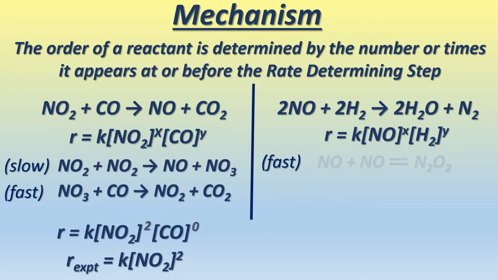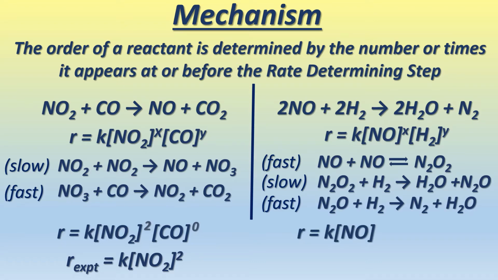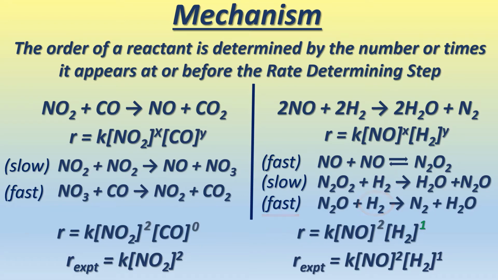The second reaction had a three-step mechanism. A fast step where NO and NO made an intermediate N2O2, a slow step where the intermediate reacted with hydrogen to give you water and N2O, and another fast step where the unstable N2O gave you hydrogen, nitrogen, and another water. In this case, for NO, you have two steps at or before the slow step. The NO shows up twice, so the order is second. Hydrogen shows up twice also. However, it only shows up once at or before the slow step and once after, so the order is only first order.